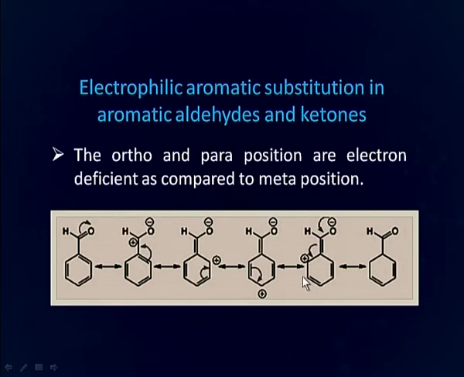If you look carefully at this structure, you will find that because of the electron attracting nature of the aldehydic group, the electron cloud of the benzene ring is drifted towards this aldehydic group, making this ortho position, this para position, and the other ortho position electron deficient. It is because of electron withdrawal by the aldehydic group. As a result, benzaldehyde is meta directing. We will discuss the meta directing nature of benzaldehyde with the help of these examples.